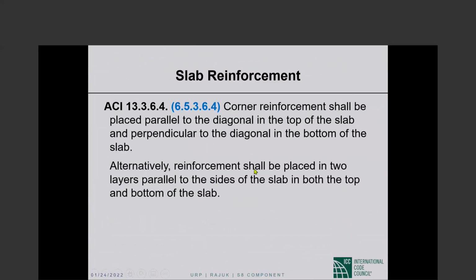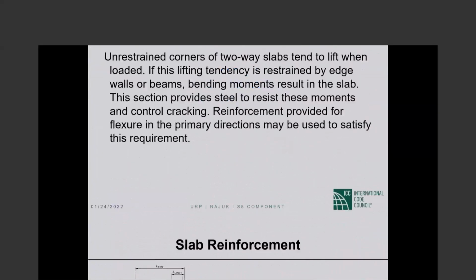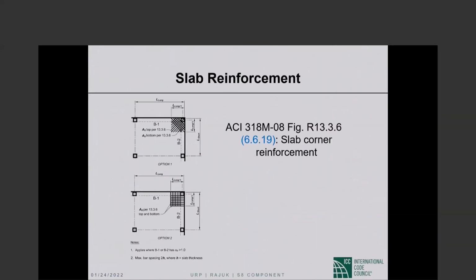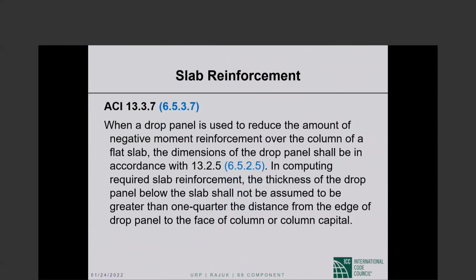Alternatively, reinforcement shall be placed in two layers parallel to the sides of the slab in both the top and the bottom of the slab. This is what we almost always do, not the diagonal, which is very difficult to place. Two layers of reinforcement as shown in this picture. Okay. So corner reinforcement is only for beam supported slabs where the beams are reasonably stiff. This is something you have to be aware of, but I think that's probably enough time spent.